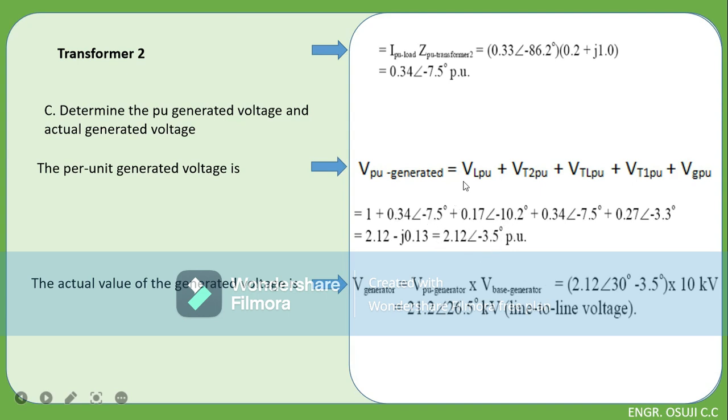But of course, we are asked to also find the actual value. So how do we get the actual value? Having gotten the per unit value, we just multiply by the base value of the region where we have the generator. Mind you, we took the base voltage of the generator as our operating base. So we simply bring out the base value of the generator multiplied by the per unit value so that we can get the actual generated voltage. Finally, this is what we have: 21.2 angle 26.5 degrees kilovolts.